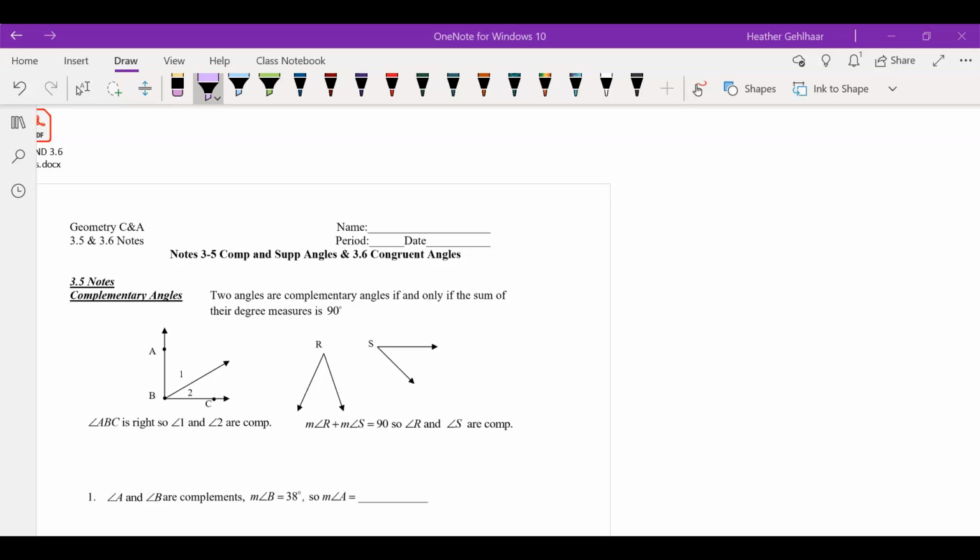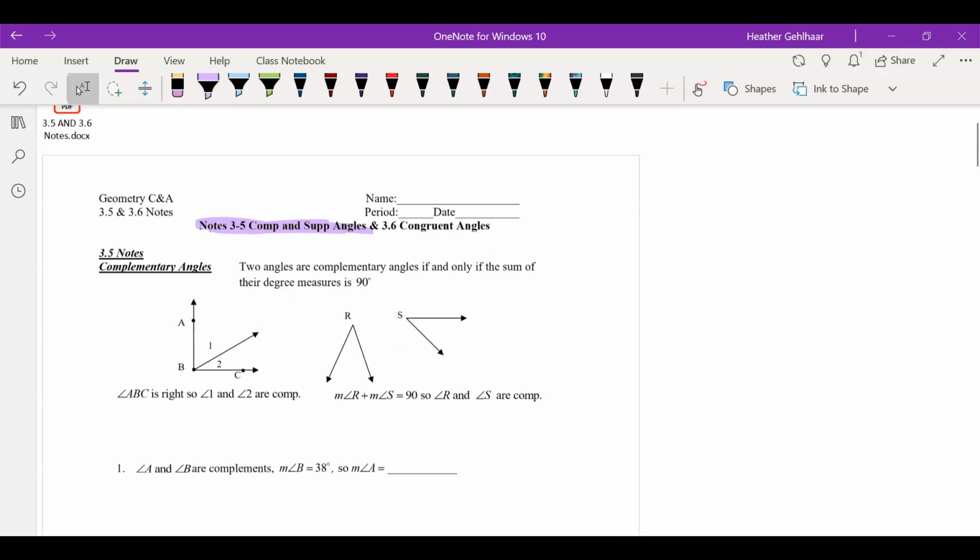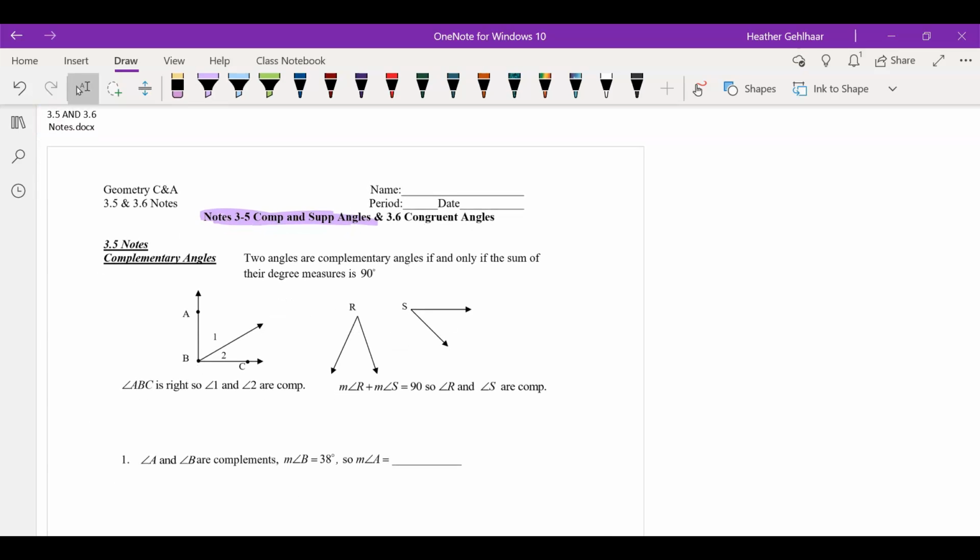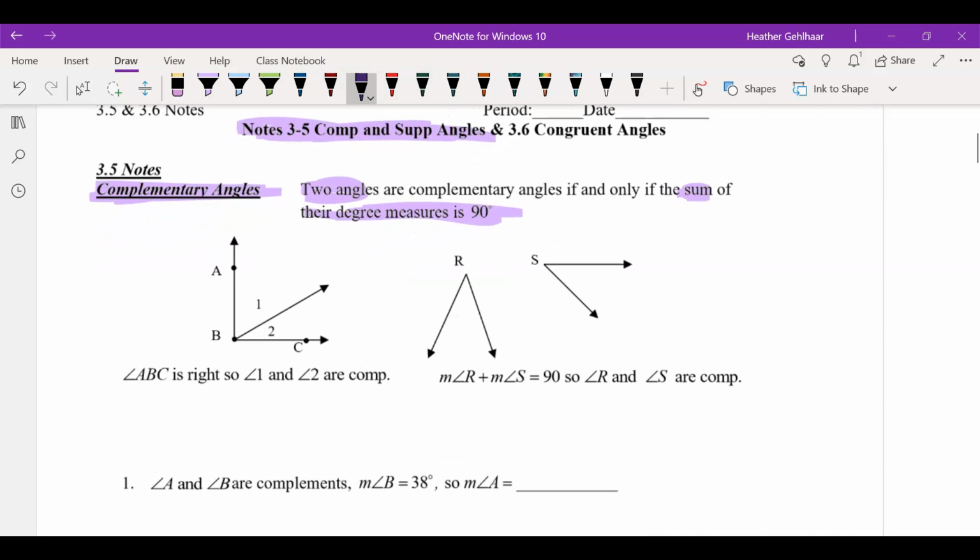So in today's notes, we're going to be talking about complementary and supplementary angles from 3-5. First we have complementary angles. Complementary angles are when we have two angles. Two angles are complementary if and only if the sum, when we add them, their degree measure is 90 degrees. So that means we have to add those angles together and they'll equal 90.